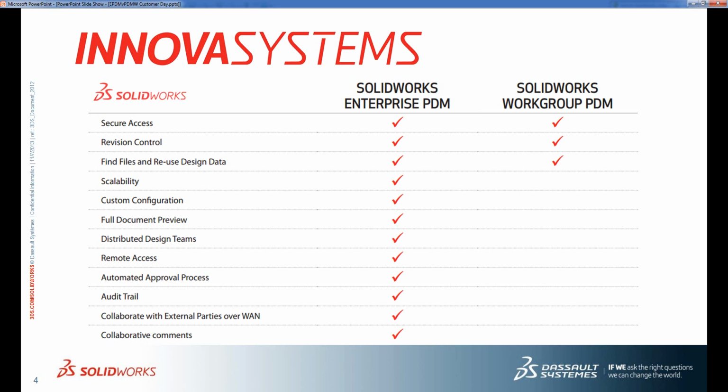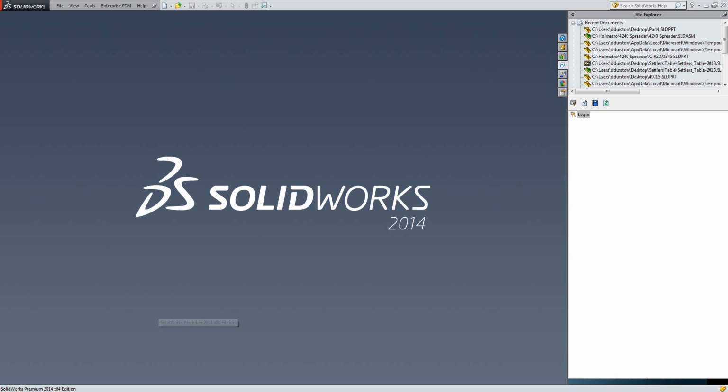So what I'm going to do is I'm going to jump into Workgroup first of all and show you the features Workgroup has. And once that's done, we're going to go and have a look at the competing features in Enterprise and then sort of go on from there, if that makes sense. So first of all, we're going to jump into SolidWorks.